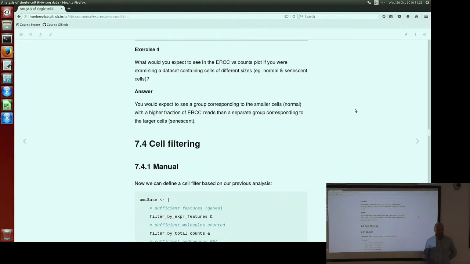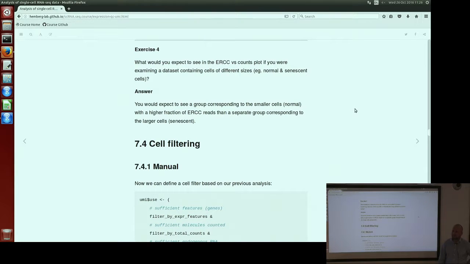So in the normal experiment, if you're assuming that the cells are all of the same size, then you can compare ERCCs between those cells. So if you have cells which are of different size, you expect to have different ERCC content in those cells. So it's important to account for this if you know in advance that you will have cells of different sizes.